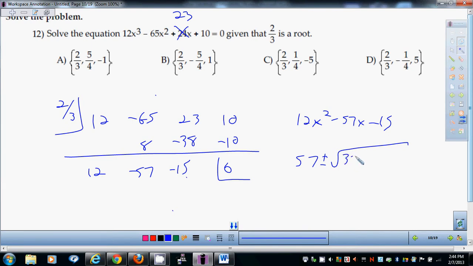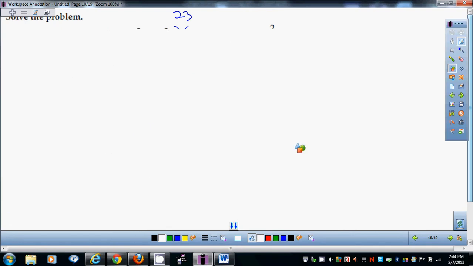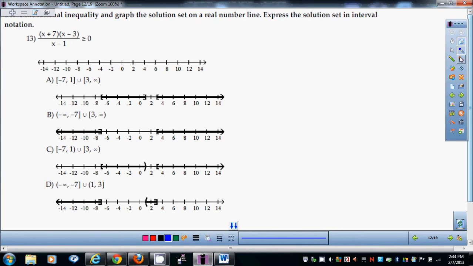Next one. Number 13. The three numbers we need to check are given to you right here in the problem. Negative 7, positive 3, and positive 1. It's the three numbers that are going to make zeros in this function. Negative 7, positive 1, positive 3. Those are the three intervals we're checking.